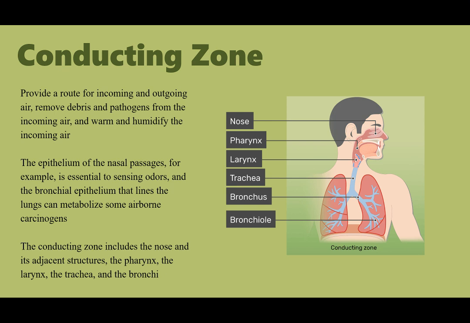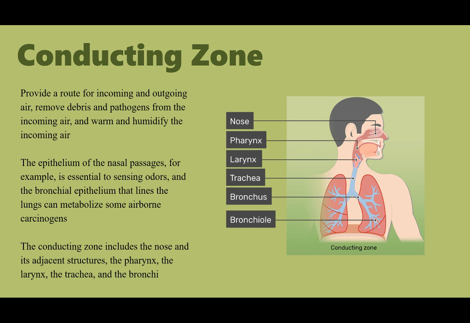The epithelium of the nasal passages, for example, is essential to sensing odors, and the bronchial epithelium that lines the lungs can metabolize some airborne carcinogens. These are just some examples of how the epithelium of the nasal passages and the bronchial epithelium work in the conducting zone.